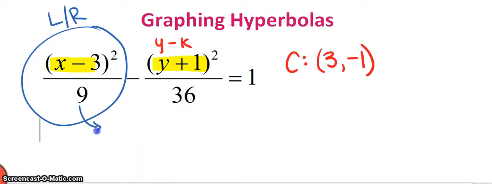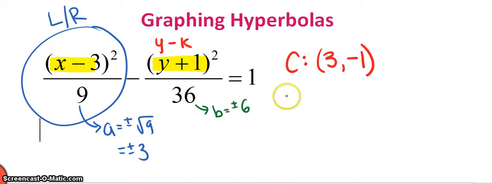Okay, which means that this 9 tells us our a distance. So our a would be the square root, plus or minus, of 9, which makes our a distance plus or minus 3. Our b distance will be important in a bit, but really, this is b squared, so our b distance would be plus or minus 6.